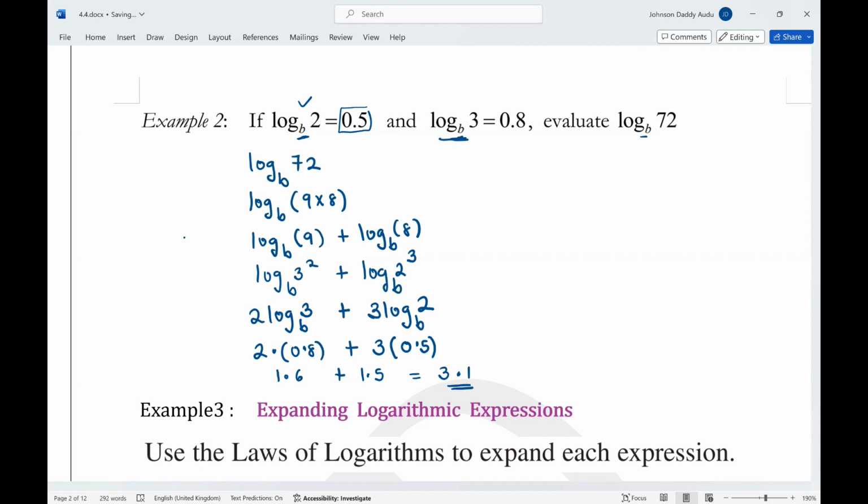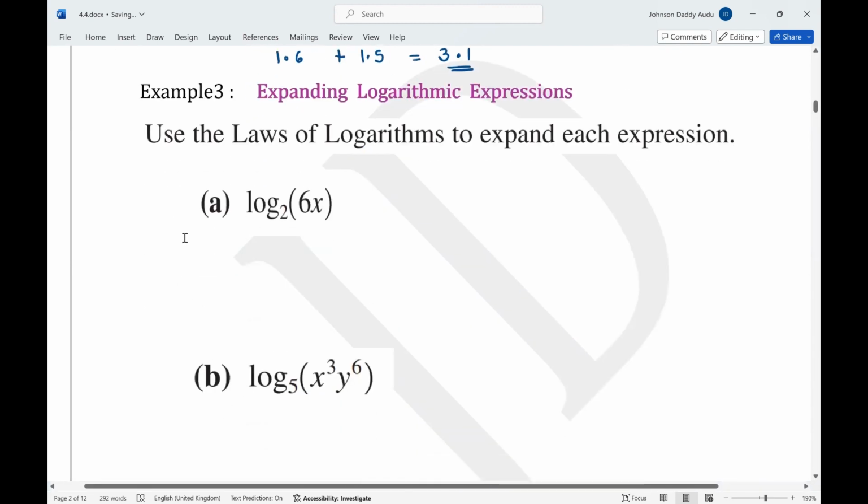All right. So anytime you are given this type of question, you just need to try to simplify it so that you have what you want to use. Like here, this is what we are given: we're given this 2, this, and this one. So you need to be able to simplify 72 in terms of either 3 or 2. All right, so let's go to example 3.